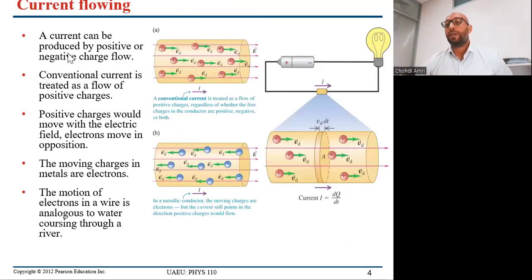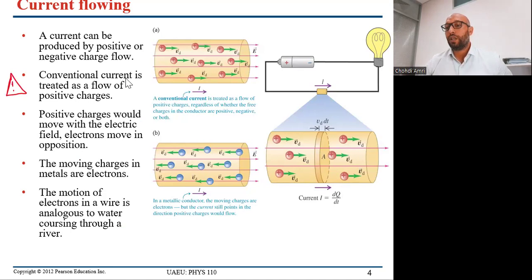Good. The current can be produced by positive or negative charge flow, but the conventional current is treated as the flow of positive charge. Let's take these two examples. You see here that we have electrons, and these electrons are moving leftward. The current in this case is rightward. Why? Because we said the conventional current is treated as a flow of positive charge and opposite to the negative charge. In the second example, we have positive charges moving rightward, and the current, of course, is moving rightward because it's associated with the motion of positive charge. This point is very important.